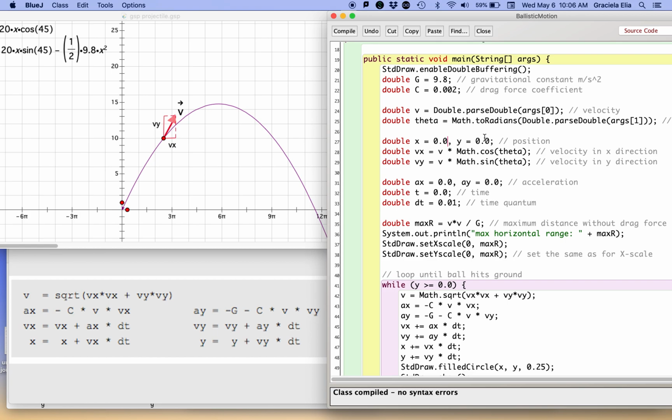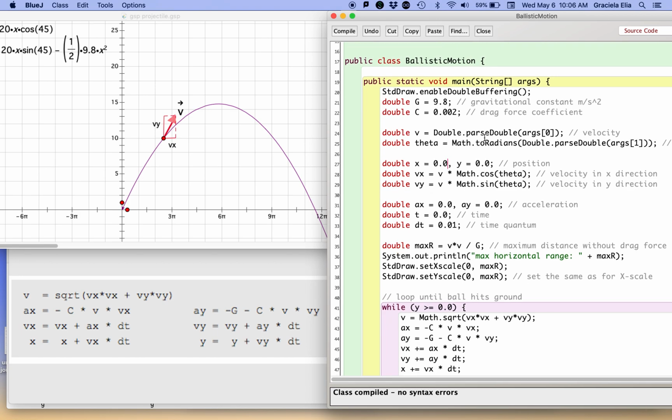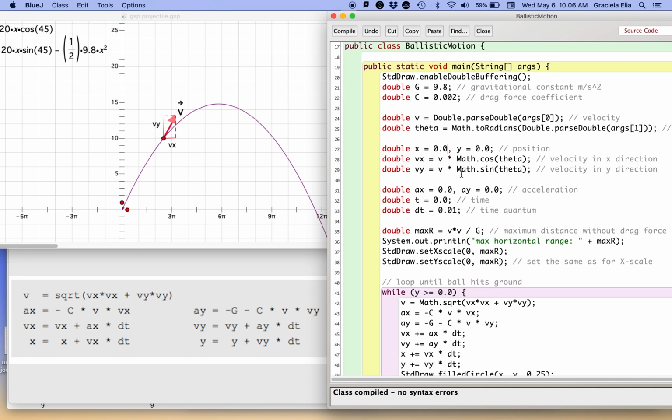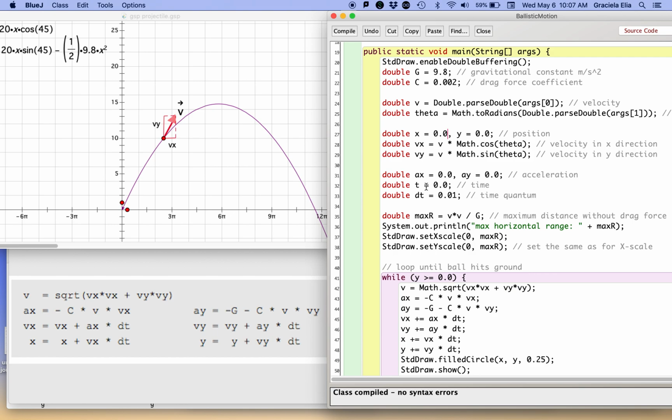So the initial velocity, we agreed that it was 20 and the angle was 45. So the time that it starts is 0. dt, what's dt? They call it here the time quantum. But for us, in terms of implementing this, we're just looking at how close we want to draw the next point on the curve so we can actually see a solid curve.